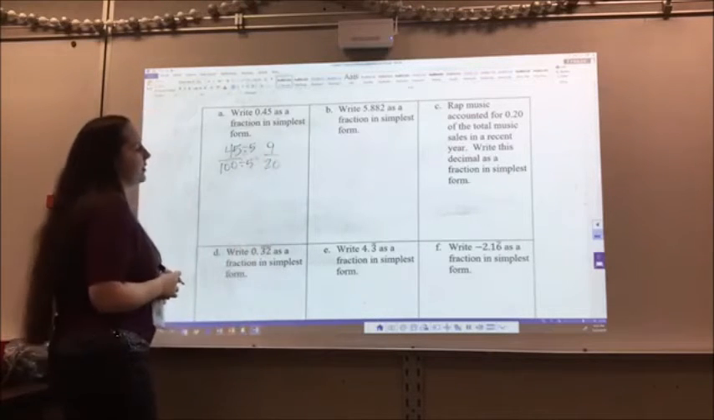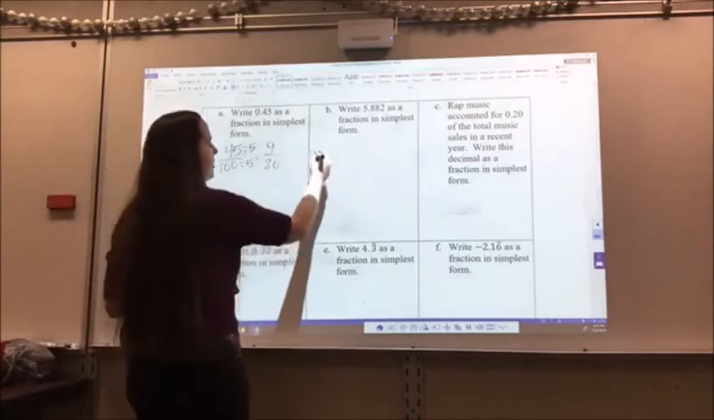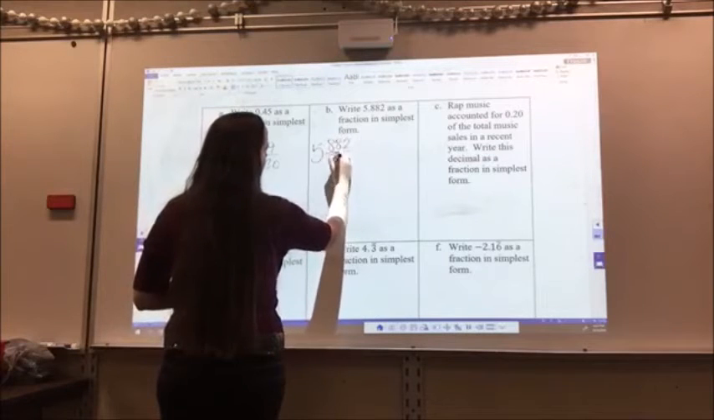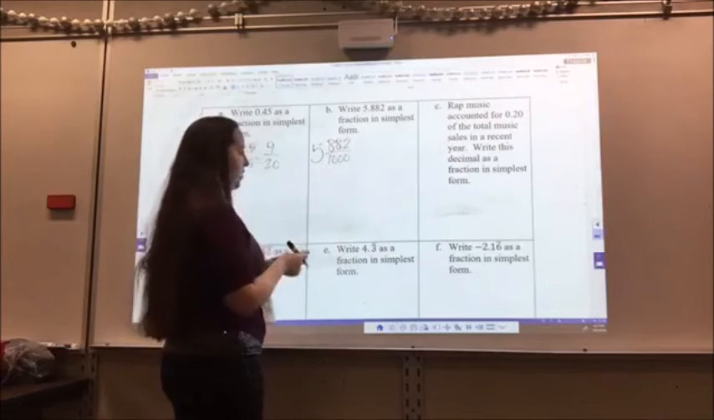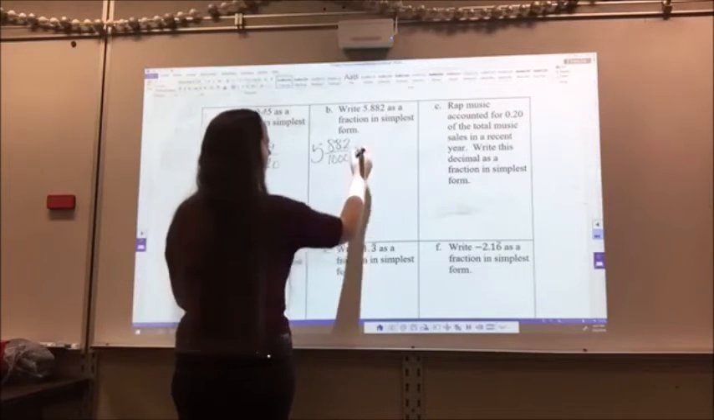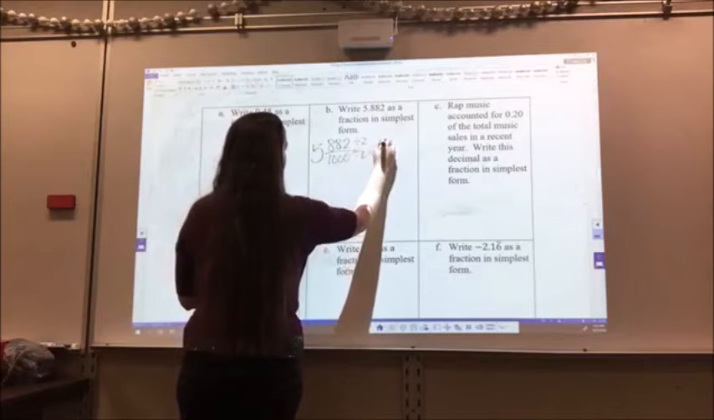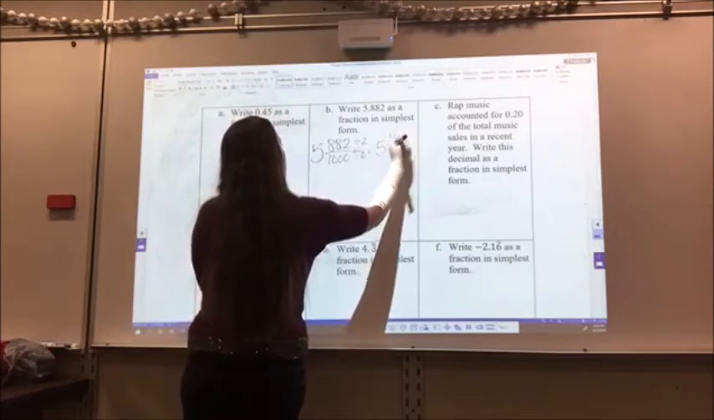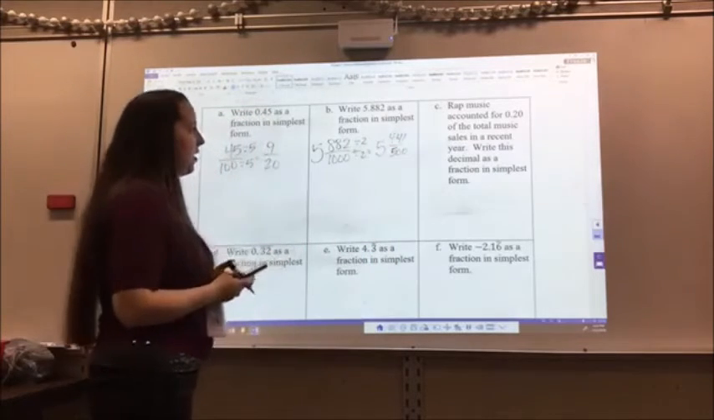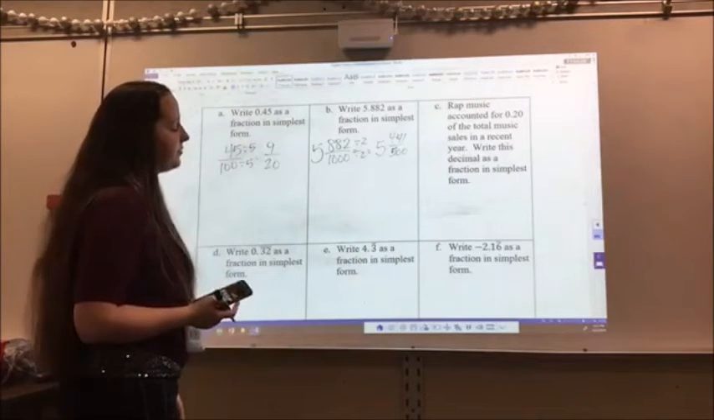Okay. For letter B, write 5.882 as a fraction in simplest form. So I write it as 5 and 882 over 1,000. I can divide both 882 and 1,000 by 2. So divide by 2, divide by 2, I get 5 and 441 over 500. That is its simplest form. I cannot divide anything else by both of those numbers.